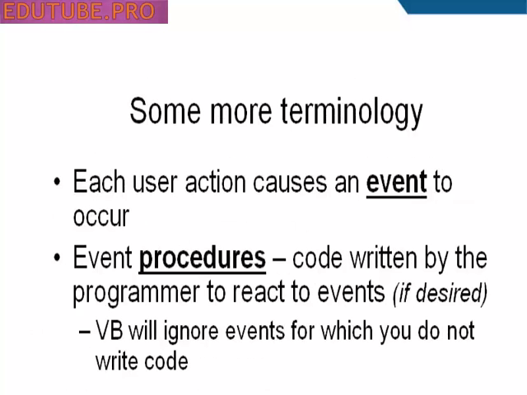Some more terminology are the terms event and procedures. Each user action causes an event to occur. When you write code, you will write code to react to a specific event. Event procedures are considered the code written by the programmer to react to these events. Note that if you ignore certain events, then nothing will happen. So that's perfectly okay. You will have many events that could possibly happen, but unless you write code for those events, nothing will occur during the program.